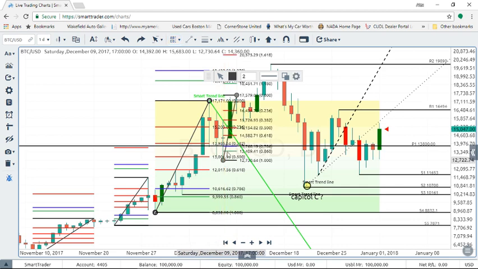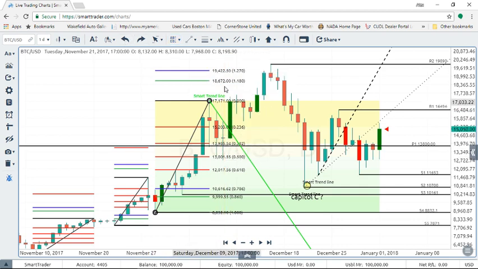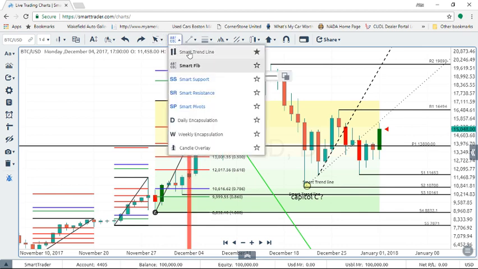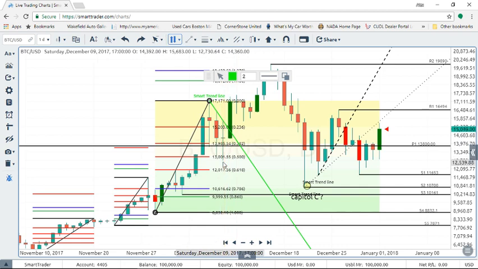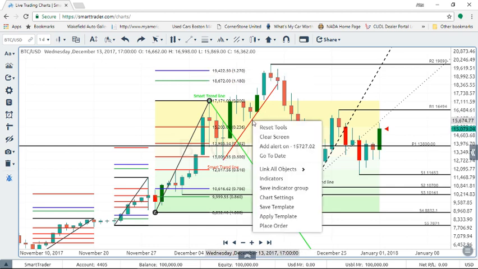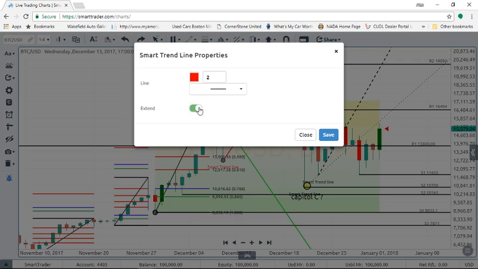Oh, actually, I'm sorry about that. Let me rewind that and go into my smart trend line. I'm going to start right here. That's going to give me that trend line. I'm going to change it to red because red indicates a bearish trend. What I usually do in a case like this is, let me reset this tool, give it again, I like to extend my trend line.